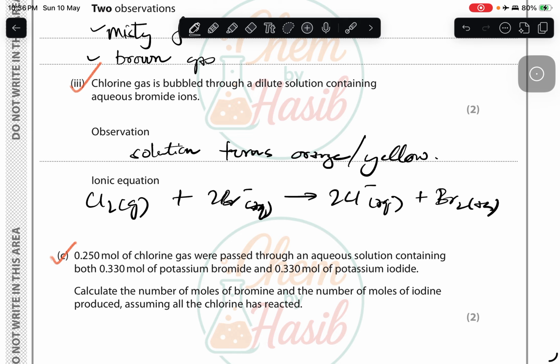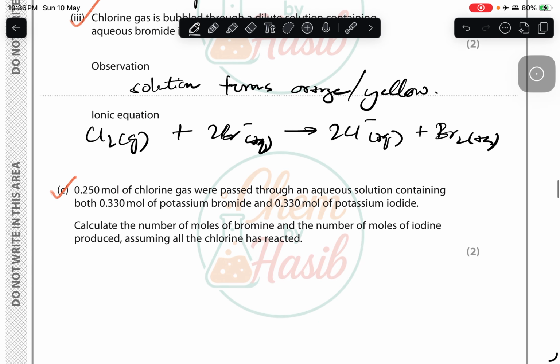Question number C says, this mole of chlorine gas was passed through an aqueous solution containing both potassium bromide and potassium iodide. Calculate the number of moles of bromine and the number of moles of iodine produced assuming all the chlorine has reacted. I think a few years back this question was in the exam. Exactly similar question. It's a very good and very different question.